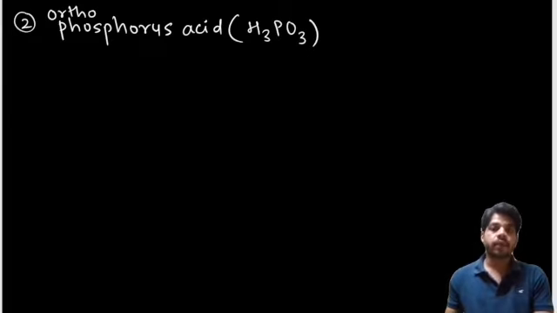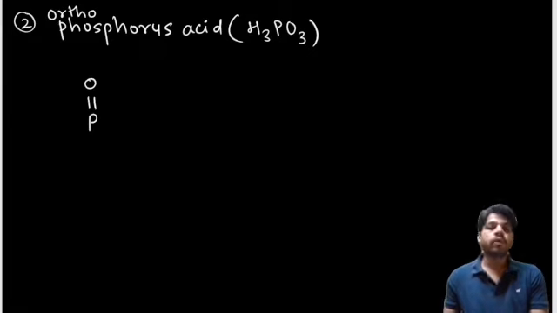Now again, as I said, we have to draw the structure. It is a must that there is a P double bond O. The presence of a P double bond O is a must in every oxo acid of phosphorus. So first we are going to draw the P double bond O bond. We are left with two oxygens only, because I have drawn one O as P double bond O. We are left with two oxygens, and we have three hydrogens.